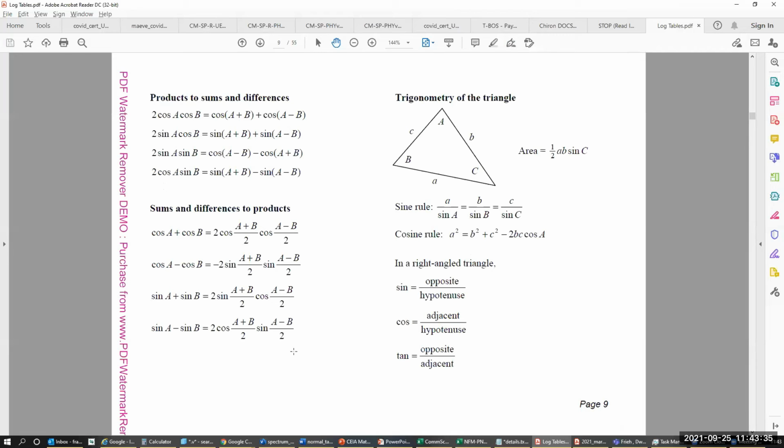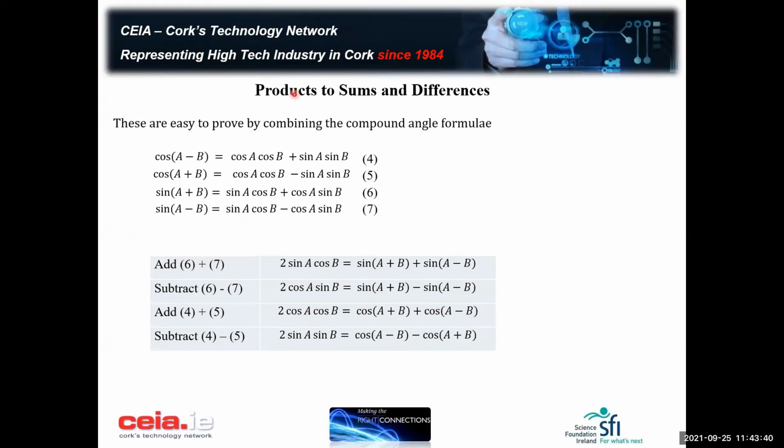If you did need to derive them, I've never seen that asked, but if you did, the products of sums and differences are simply got by adding and subtracting the original compound angle formulae. So, for example, if you add 6 and 7, these 2 terms cancel out, and you get 2 sine A cos B, and so on. By subtracting them, these 2 terms cancel out, and you get these 4 formulae by adding and subtracting these original ones selectively.